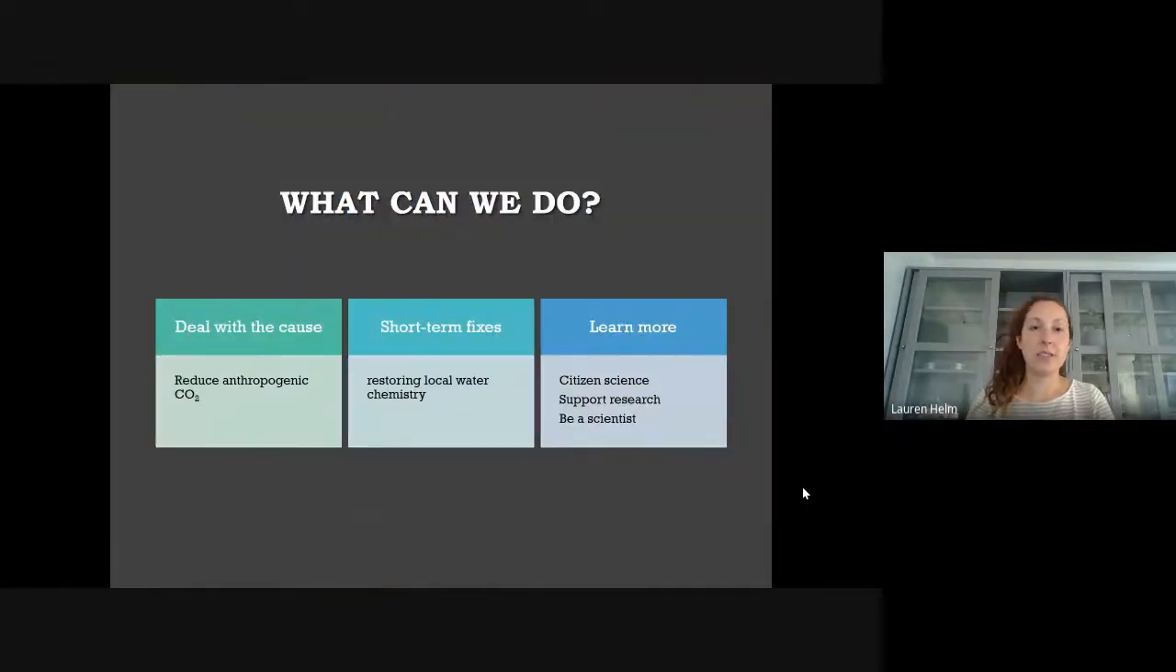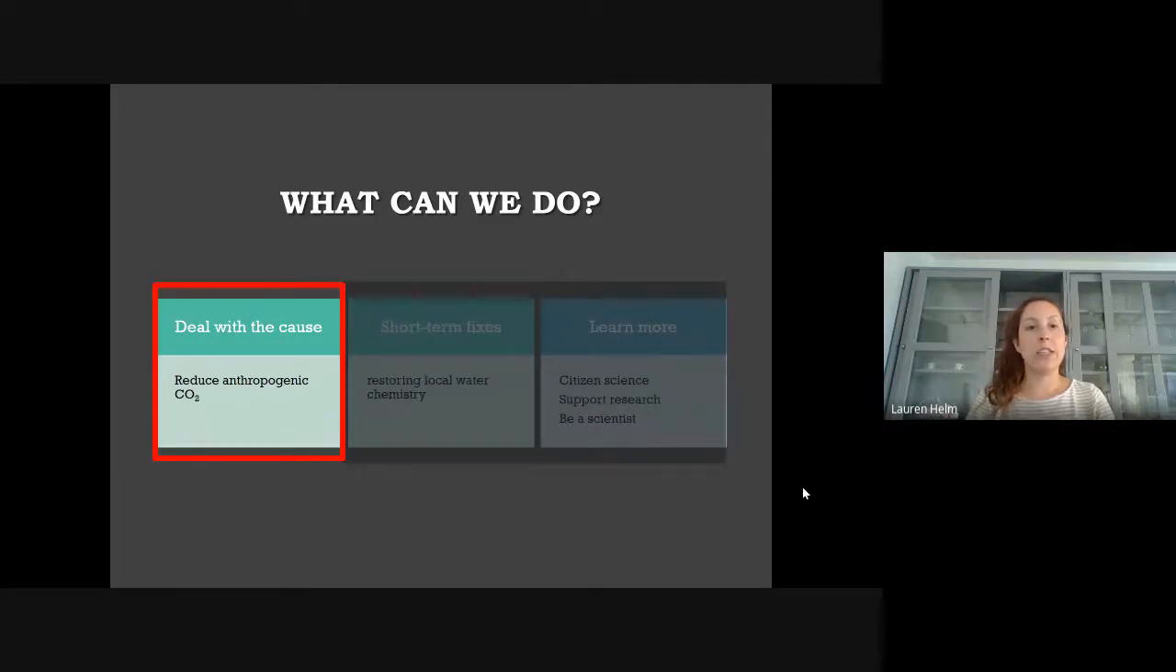All right, now that you've seen that video, I want to talk about what can we do? Well, we can deal with the cause, we can make short-term fixes, and we can find out more information. What I want us to focus on is how we can deal with the cause. How can we decrease the concentration of anthropogenic carbon dioxide so that we shift the reaction to the left? Or in other words, favor the reactants so we're not making that product that is our acid.